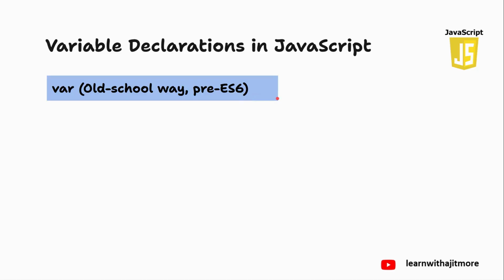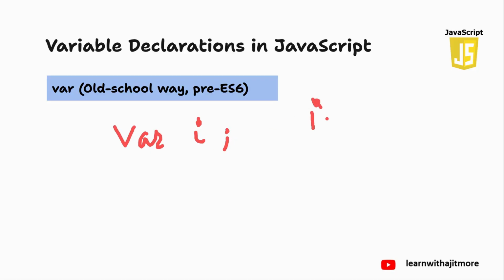ES6 means the 2015 version. And before that, the variables were declared using the var keyword. Var and then the name of the variable, whatever the name of the variable. Okay, so that was the style. But what is the peculiarity about it? Okay, about this var. So first remember, if you create a variable using the var keyword, its scope is function level. The minimum scope is function level. It cannot have a block level scope.